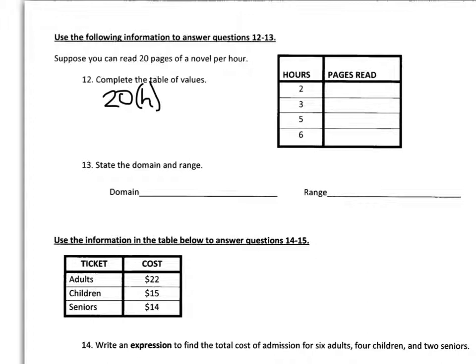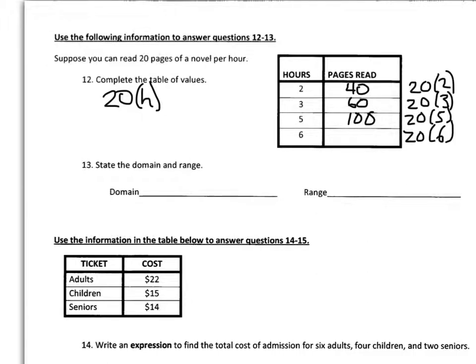So for the first one, we'll do 20 times the 2. 20 times 2 is 40. Okay, the next one, we're just going to keep plugging in. 20 times 3, and 20 times 3 is 60. Next one, 20 times 5, that gets you 100. And final, 20 times 6, and that gets you 120.